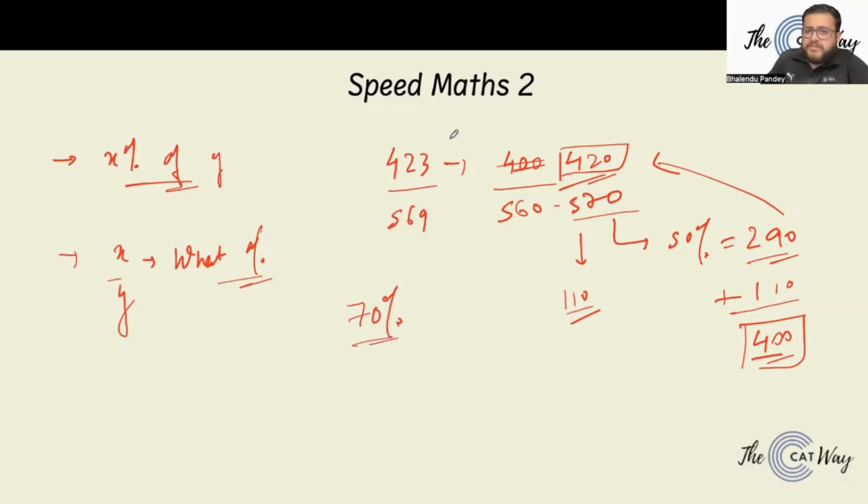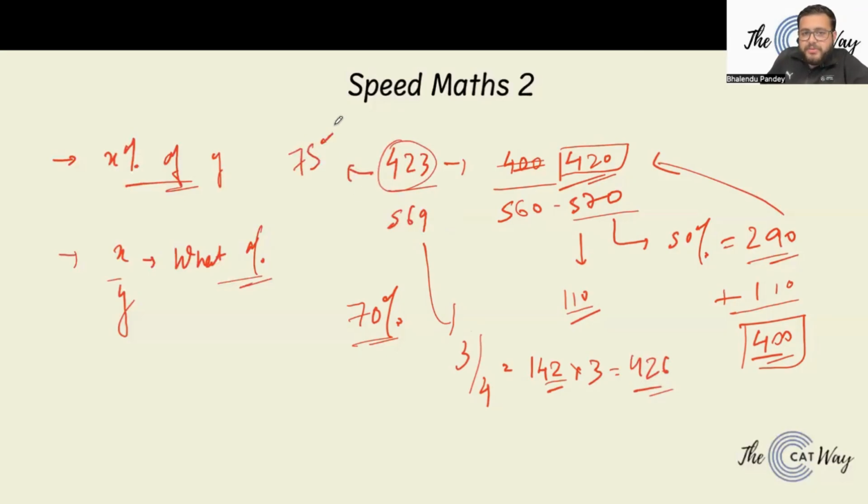So the very simple thing that we'll be doing is 3 by 4 of it. 3 by 4 would mean what? 560 divided by 4 is 140 because 14 4s are 56. So this goes somewhere around 142. 142 multiplied by 3, 14 3s are 42, so 426. So the value turns out to be very close to 75%. And that is how you calculate in a very fast and efficient manner. You take the approximate values.